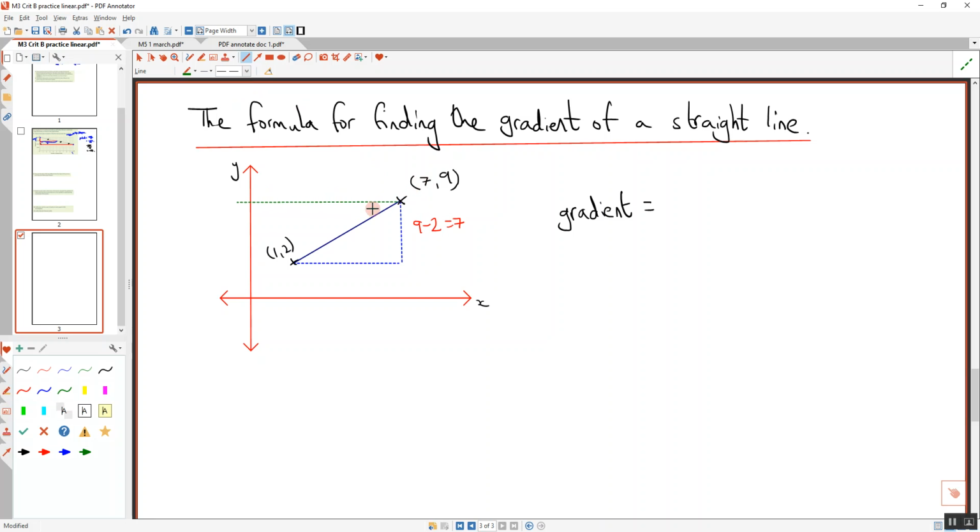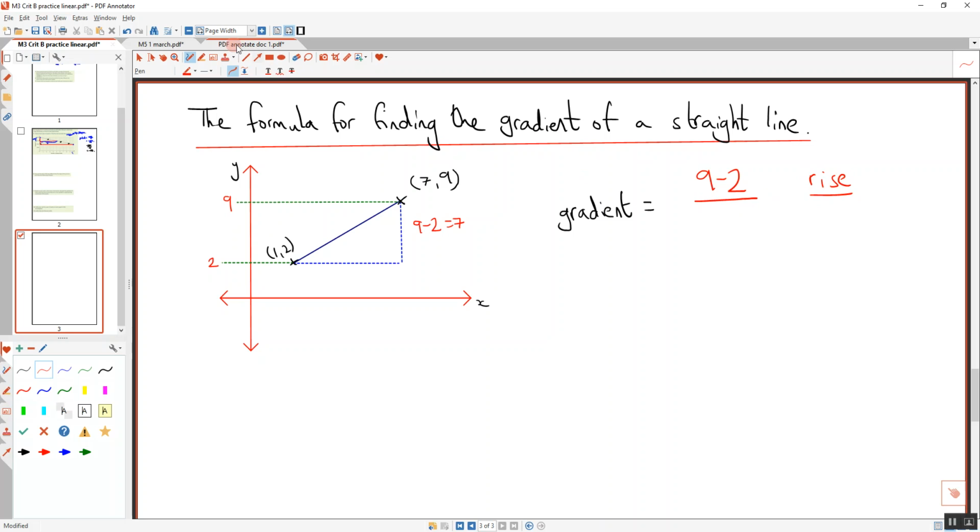My y coordinate here is 9. My y coordinate at this point is 2, okay? So the distance between those is 7. So that's 9, and that's 2. So there's a distance of 7 between these. Does everybody kind of see that? Okay, so it's going to be 9 take away 2. So that's my rise part.